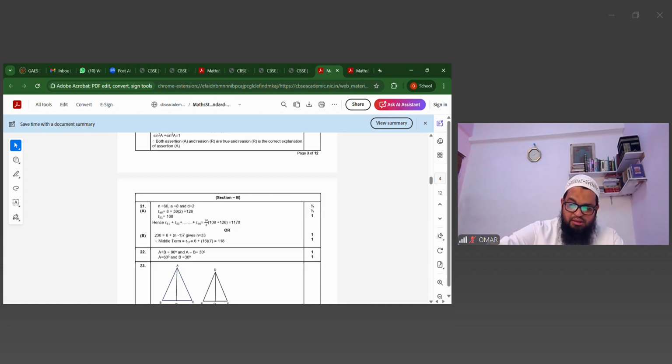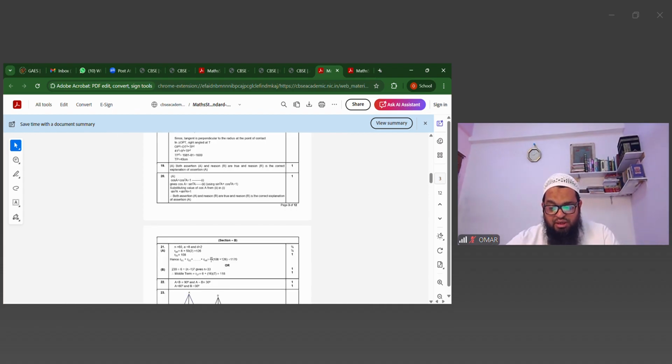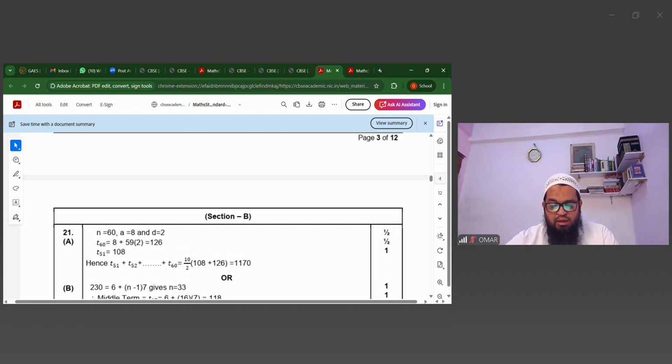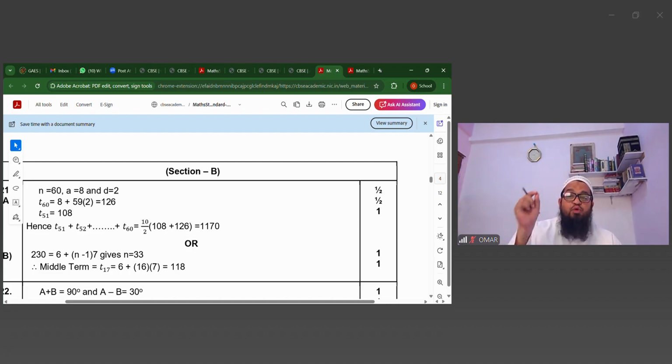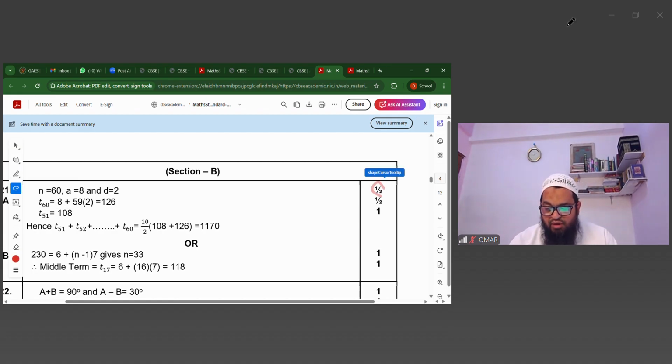Now for this question, just check in section B in the marking scheme what the required steps are. You have to write n is equal to 60, the number of terms, a is equal to 8, that means the first term, and d is equal to the common difference. If you write the given, you will get half mark. Understood? I have told you, right? Given is very important. If you write given, you will get half mark.